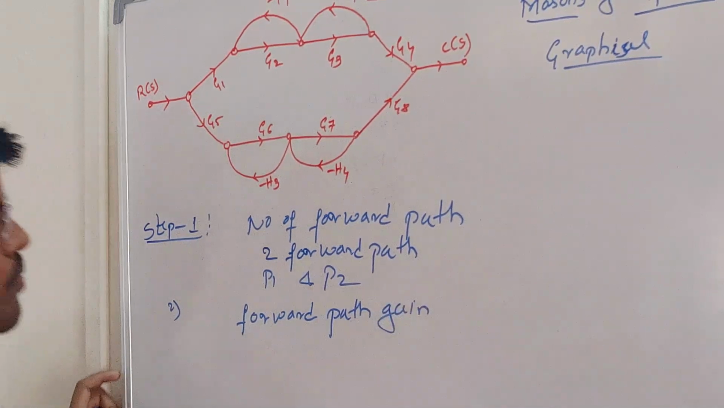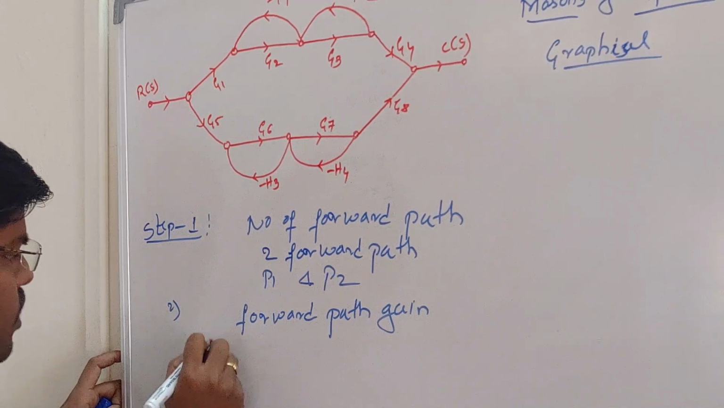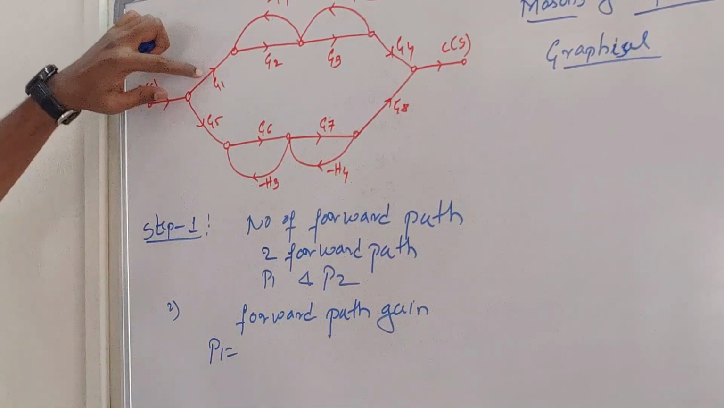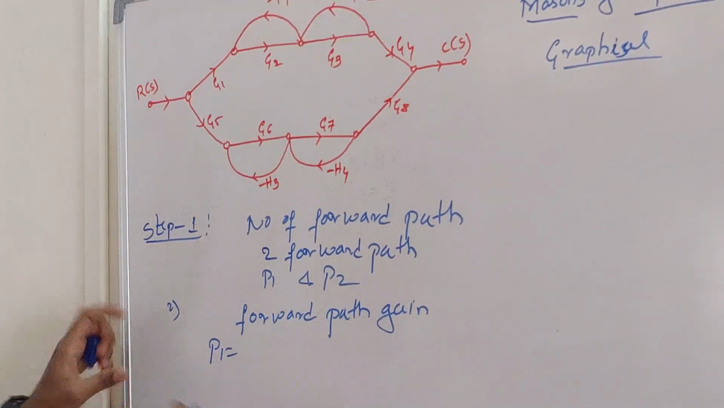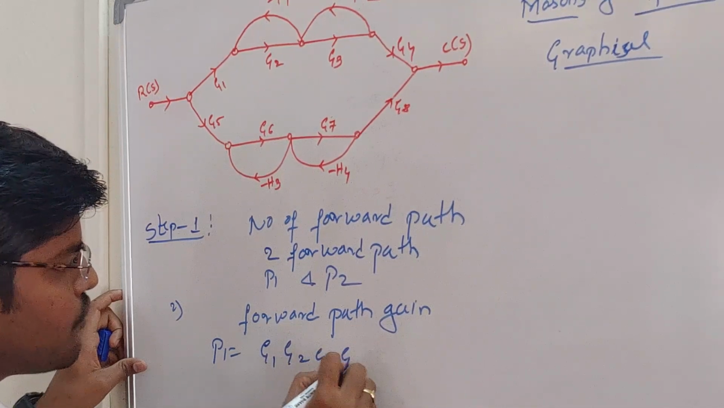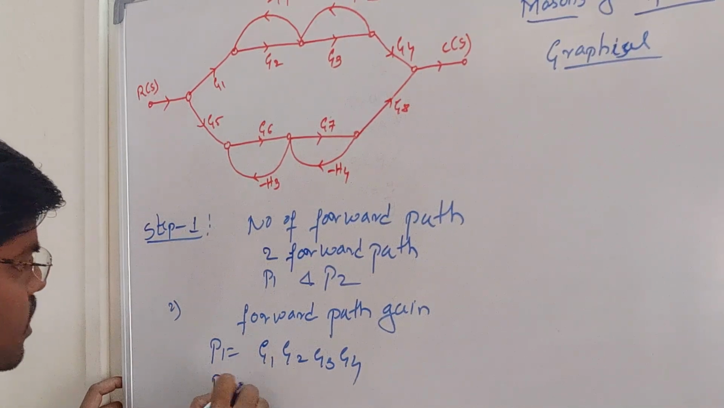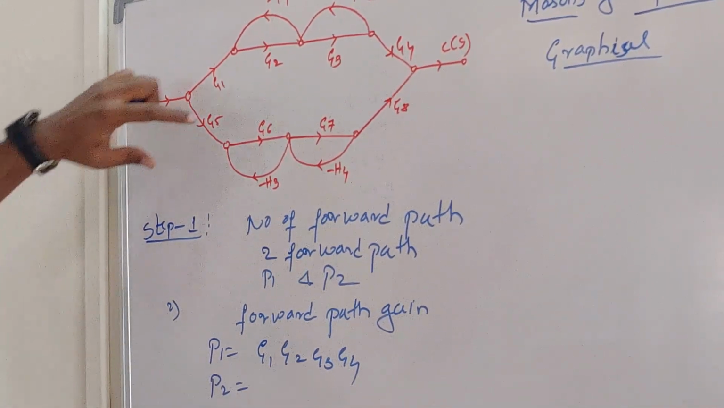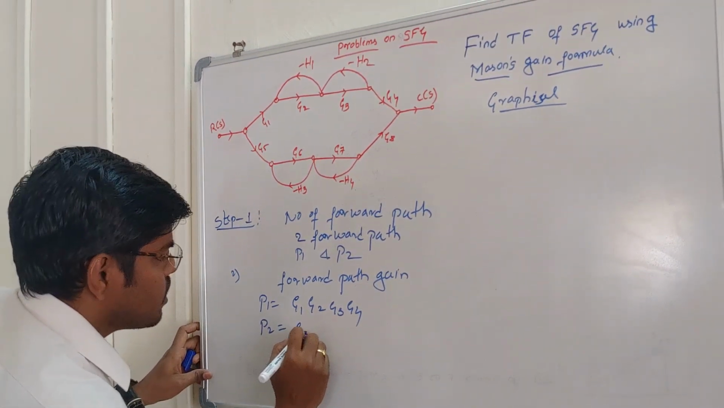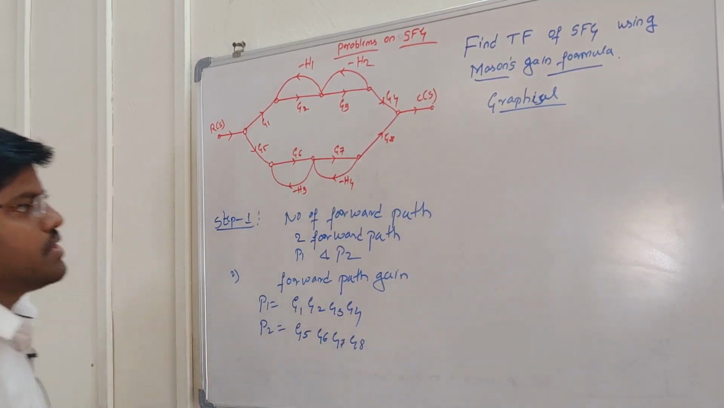As I said, there are two forward paths, so multiply all the gains in each forward path. Let us take the first one: P1 equals the multiplication of all the branch gains in that forward path, so G1, G2, G3, G4. That is the first way we can reach from the input node to the output node. And the second way is G5, G6, G7, G8, so multiply all the individual branch gains for P2.